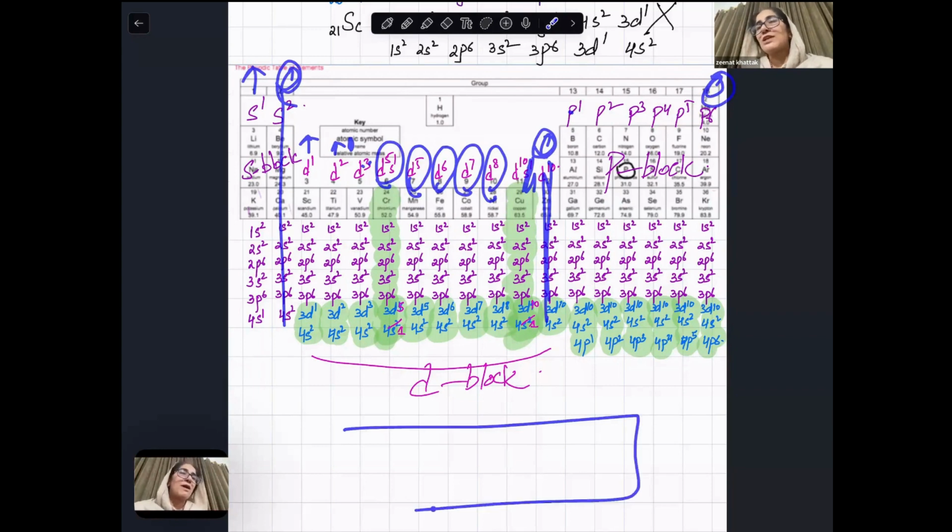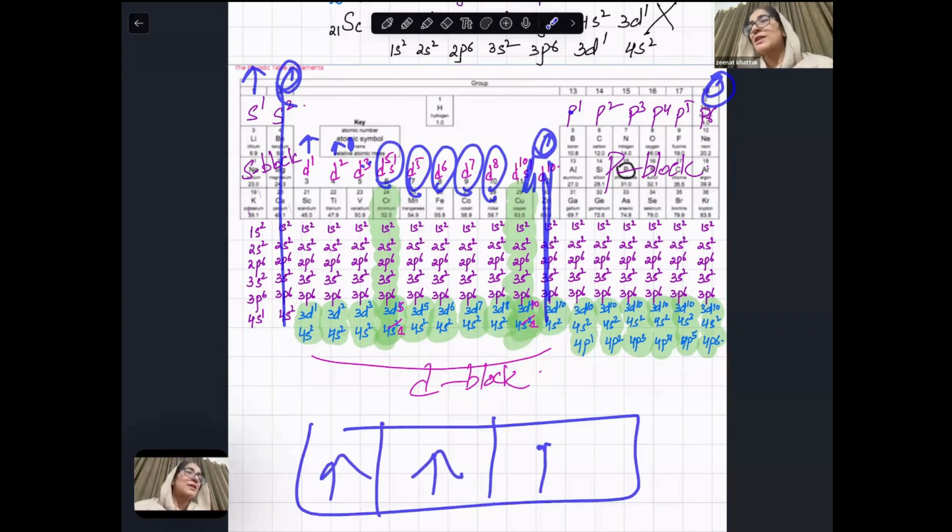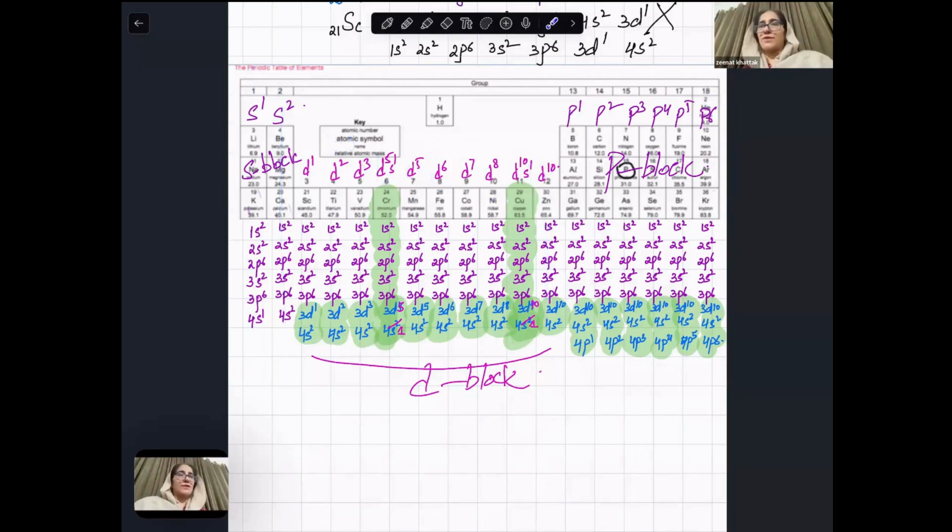P1, how many unpaired? 1 unpaired. P2, 2 unpaired. P3, 3 unpaired. But if it is P4, 2 unpaired. P5, 1 unpaired. Look, this I have done for you people.